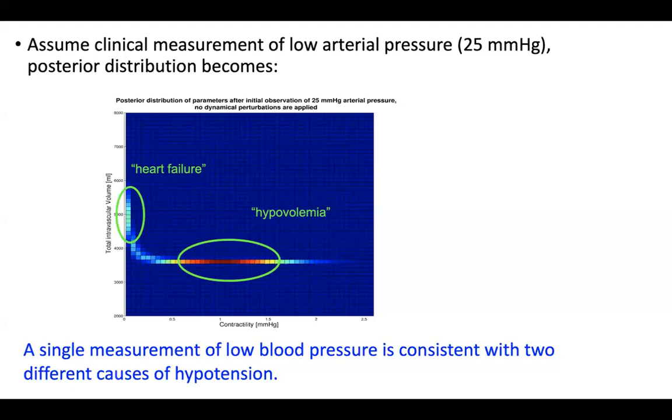If we were going for the maximum likelihood approach, we'd say, okay, this patient has hypovolemia, right? Their contractility is normal, but their vascular volume is low. But we're going to stick with the full distribution, and we recognize that there is a second local minimum over here, which has a much lower contractility and a normal volume. These would correspond to two completely different diagnoses for this patient that could have led to the low blood pressure reading.